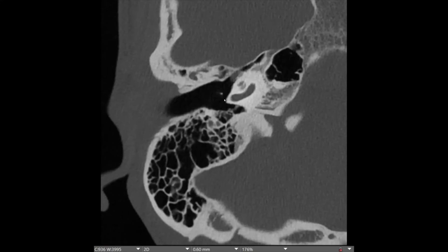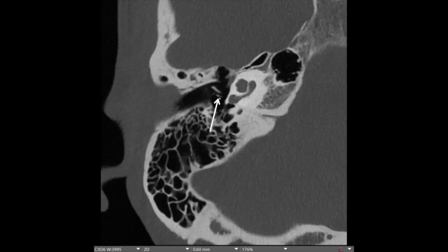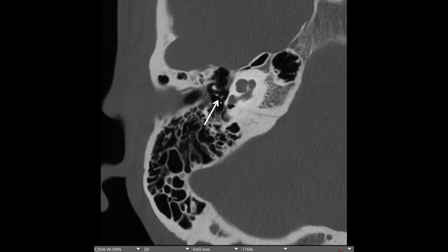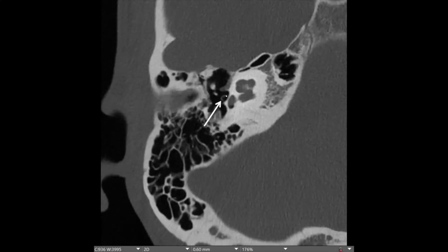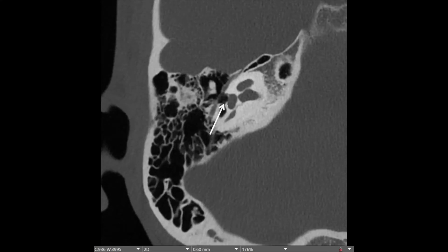The stapes is oriented upward, and so we have to follow it over multiple axial images. So here down at the bottom, we find the junction between the lenticular process of the incus with the stapes head. And then as you scroll up, you can see a little bit of the stapes anterior and posterior crura. As you scroll up a little bit more, you see more of the anterior and posterior crura. And as you scroll up more, you can see where the footplate is attaching to the oval window.